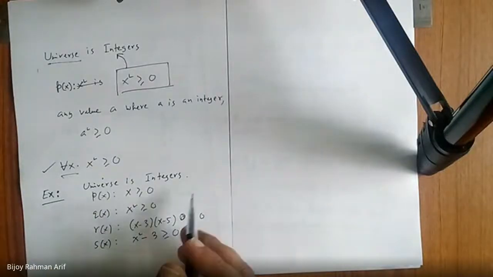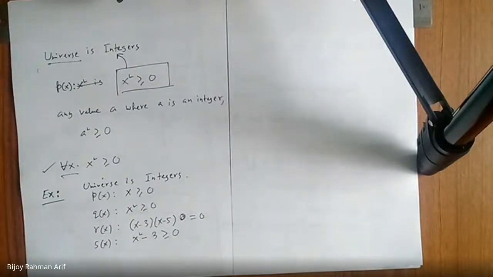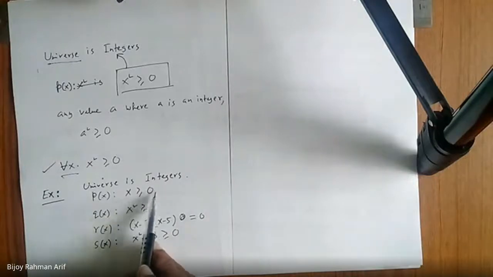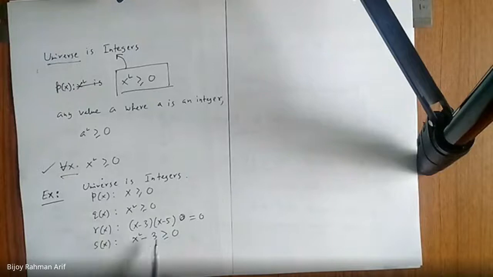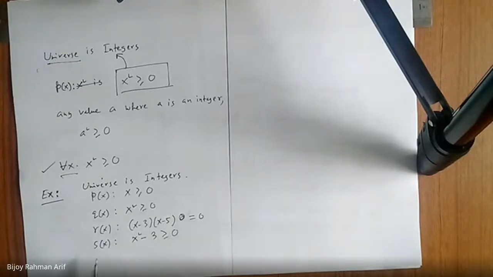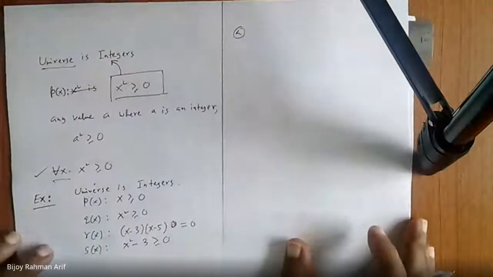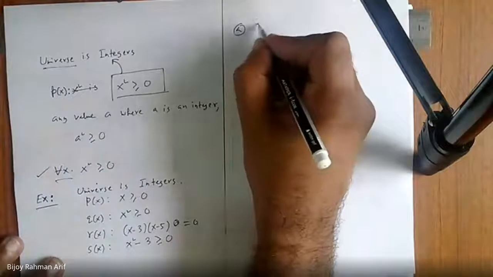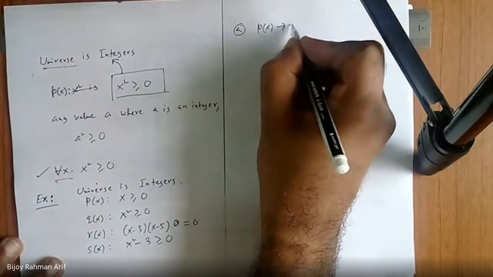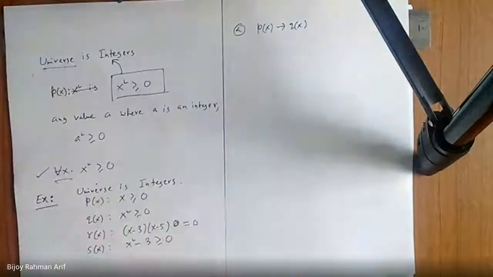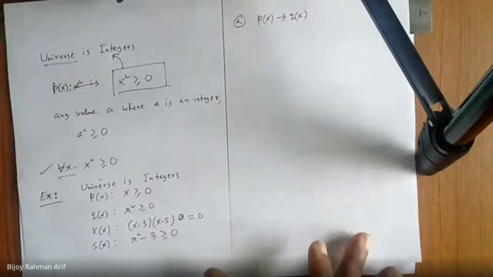Now see, the universe is integers. My P(x) is x greater or equal to zero, Q(x) is x squared greater or equal to zero, R(x) is (x minus 3)(x minus 5) equal to zero, S(x) is x cube minus 3 greater or equal to 0. Let's do some problems. How about this? Quantify this statement: P(x) implies Q(x). How can you quantify this statement?